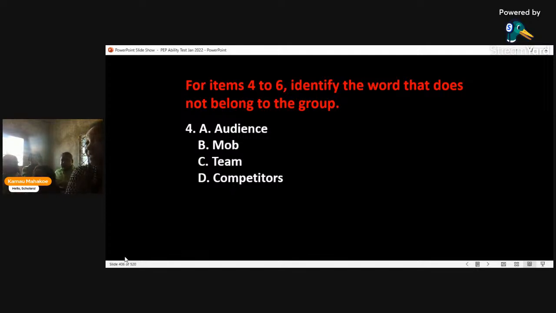But it's the same reason for the first set that I gave you. All of the first three are collective nouns. They are group nouns. Competitors is not a collective noun. We form the plural by adding s. The others, we form the plural just as is. We don't put an s.